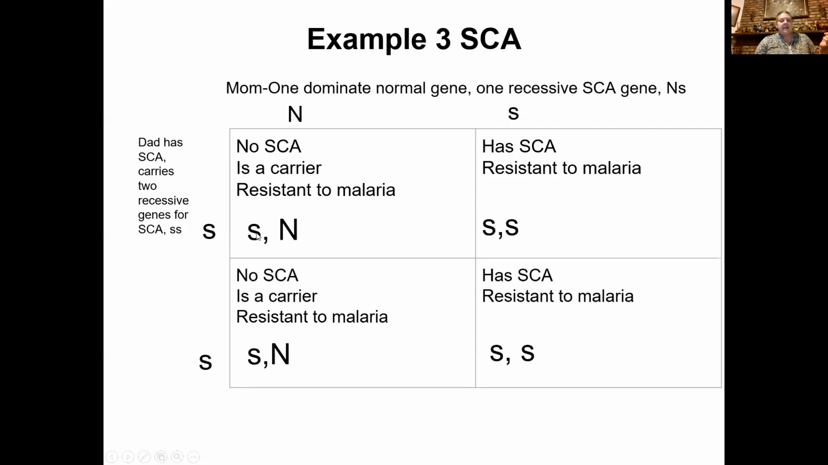So this kid has the sickle cell gene from dad, the normal one from mom. Once again, they don't have the disease, they're a carrier, they're resistant to malaria. Same thing with this kid. Got the normal gene from mom, sickle cell from dad. However, these other two kids, this one inherited the sickle cell gene from dad and a sickle cell gene from mom. Same thing here. This one got a sickle cell gene from dad and a sickle cell gene from mom. So both of these kids have the disease and are resistant to malaria.